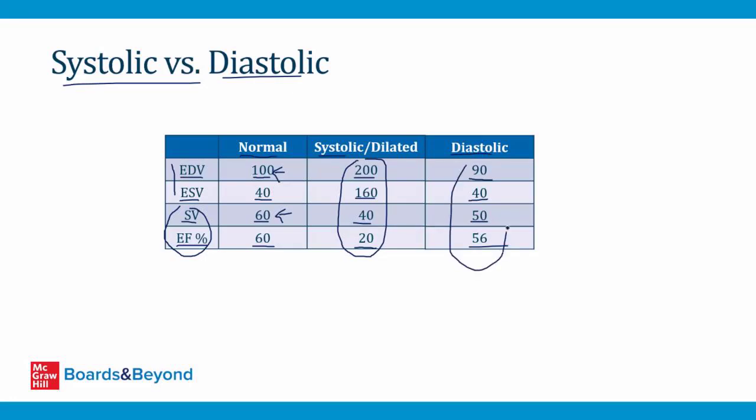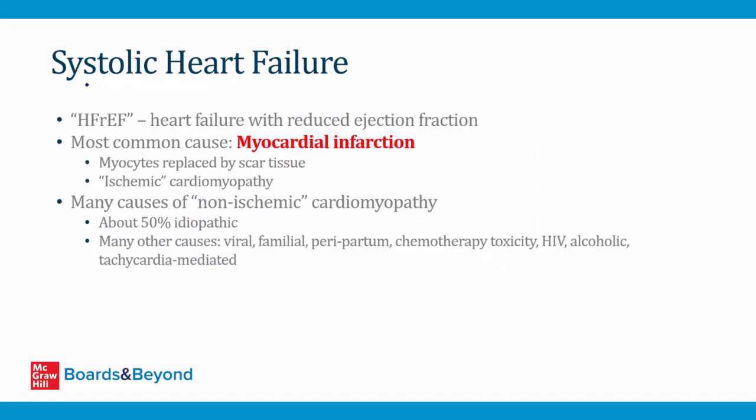So this is what you can see in diastolic heart failure: a normal ejection fraction, a slightly reduced stroke volume, and the main change is that at the end of diastole, there's less blood, and that's because the chamber is stiff and can't fill. Systolic heart failure is sometimes called HFrEF.